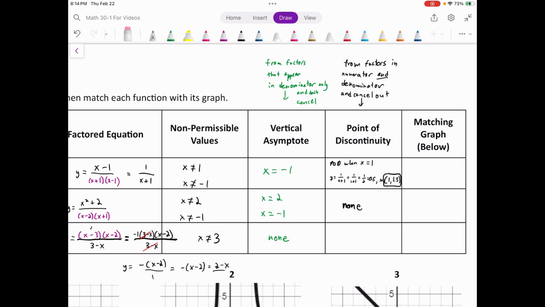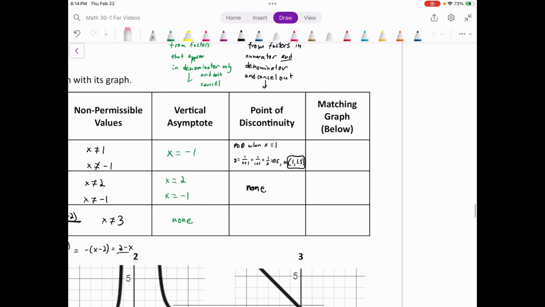Well, here, let me write it out. That's the x-coordinate of our point of discontinuity anyway. POD when x equals 3. What's the y-coordinate? We can use the simplified equation to tell us that. Our simplified equation ended up being 2 minus x, so this is just going to be 2 minus 3, or negative 1. So our POD is at, oh boy, really running out of room here, when x is 3, y will be negative 1. Whoops.